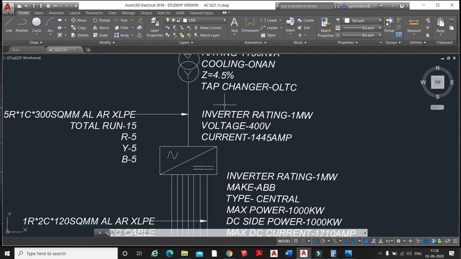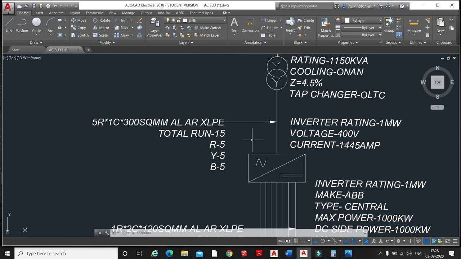Okay. And this is your AC side inverter rating, 1 megawatt. The voltage it will deliver is AC 400 volt, and the current it will deliver is 1445 ampere. Okay. So this is your cable selection at the AC side, because we know that the total current delivered by the inverter is 1445 ampere, and the highest rating of the cable is 300 square mm available in India. The current rating of this cable is 365 ampere.